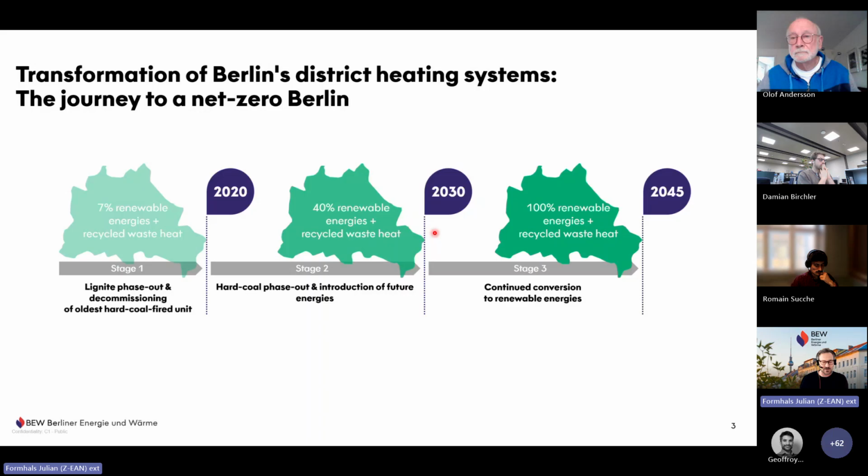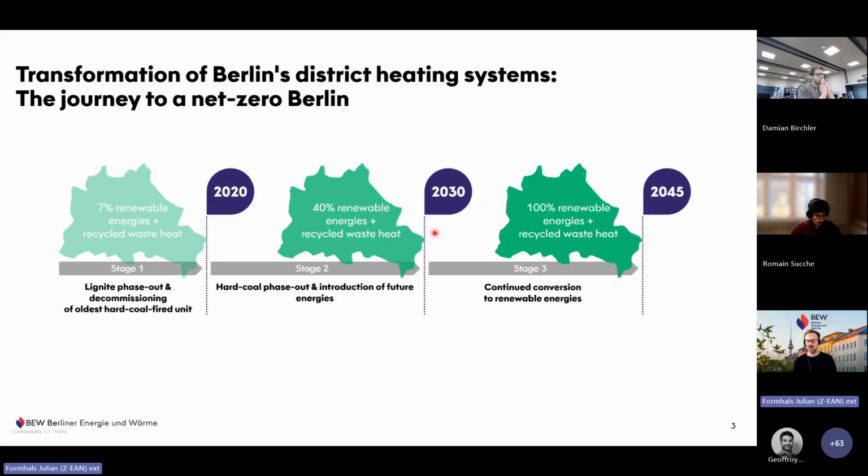And now we're on the next milestone to 2030, where we will reach 40% renewable energies and waste heat share, and have the large task of hard coal phase out, which is especially important for the power plant site I'm talking about today at Reuter, because there we have about 700 megawatts of hard coal CHP still in operation, which needs to be replaced by other generation capacities.